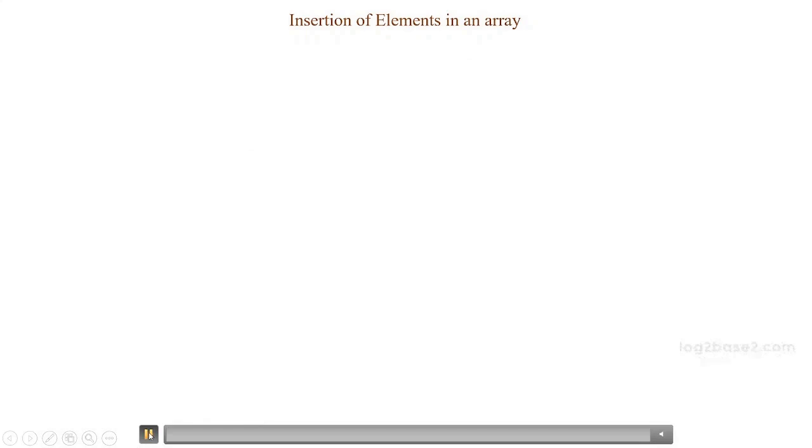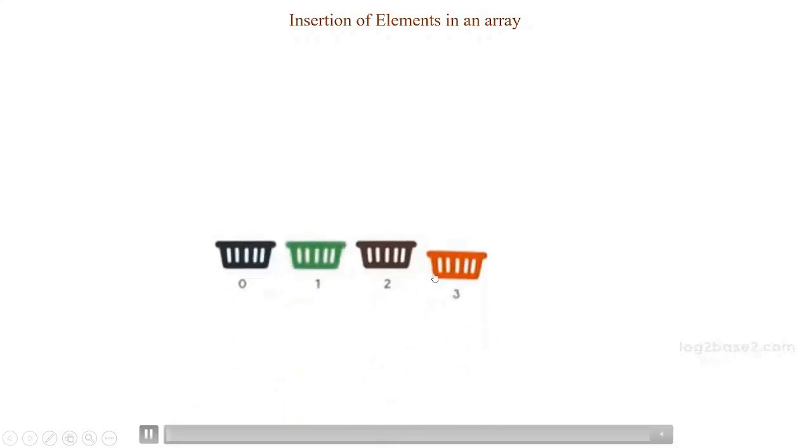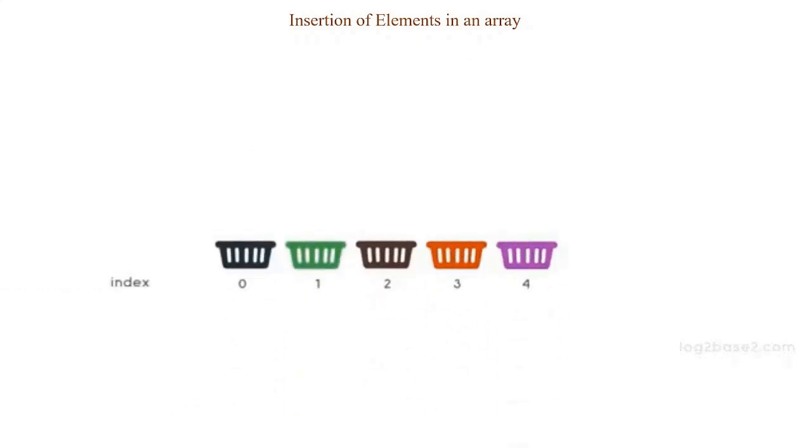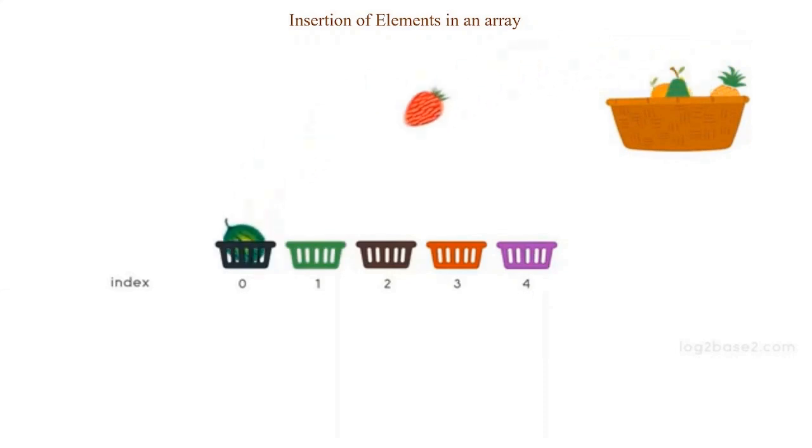Next, let us see a short video describing how elements can be inserted inside an array. There is an array with 5 indices from 0 to 4, and each index is currently holding a fruit: a watermelon, a strawberry, a mango, a banana, and a guava. Suppose we want to add a pineapple from the basket at index 2. To accommodate the pineapple in index 2, first we need to make it free. So we will shift mango, banana, and guava to the right side and make index 2 free.